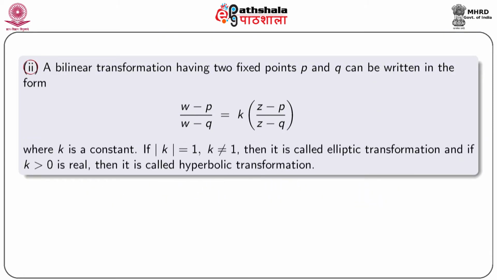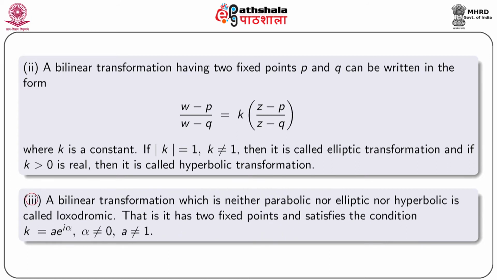A bilinear transformation having two fixed points p and q can be written in the form w minus p by w minus q equal to k into z minus p by z minus q, where k is a constant. If mod k equal to 1 but k not equal to 1, then it is called elliptic transformation. On the other hand, if k greater than 0 is real, then it is called hyperbolic transformation.